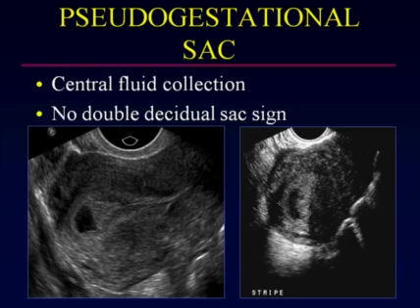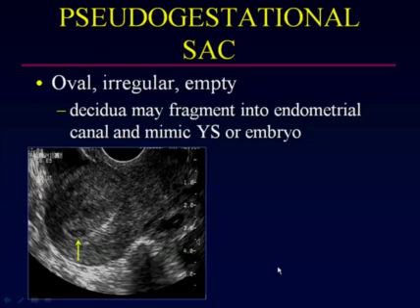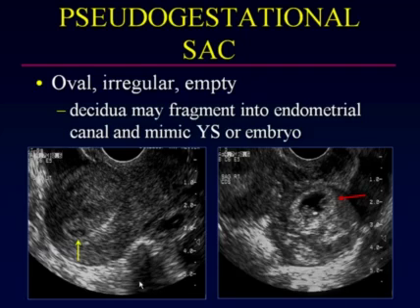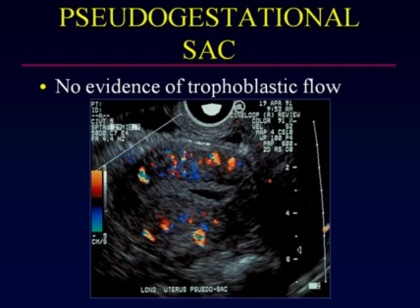The fluid can be round or oval, as you see here, and it is not uncommon that a little bit of decidua may fragment into the endometrial canal and mimic the appearance of a yolk sac or an embryo. But in this case, although it looks like there's a little embryo here, that fluid is central, there's no surrounding echogenic rim, and here is the patient's ectopic pregnancy, and all this was a pseudogestational sac with a fragment of decidua mimicking a little embryo within the fluid.